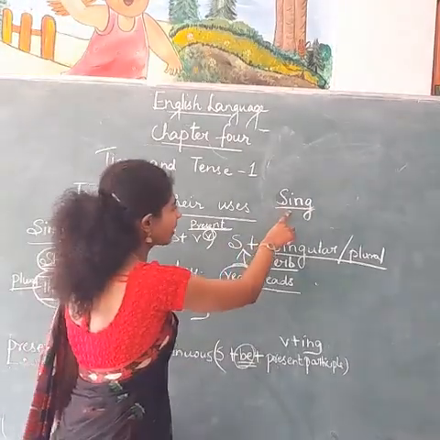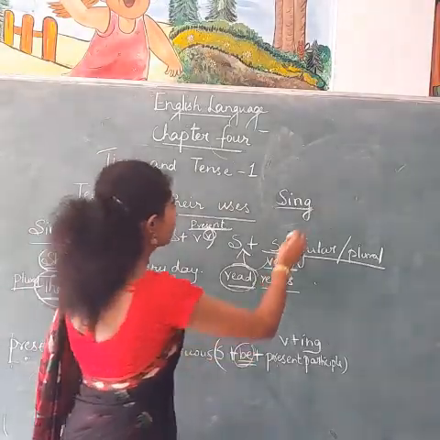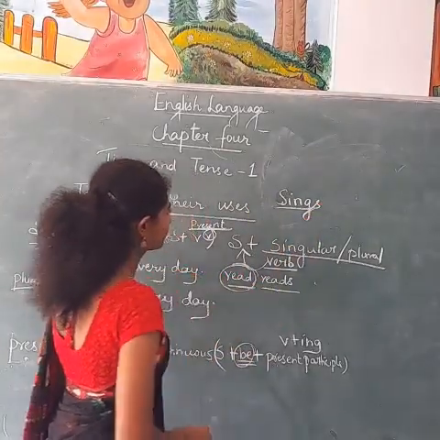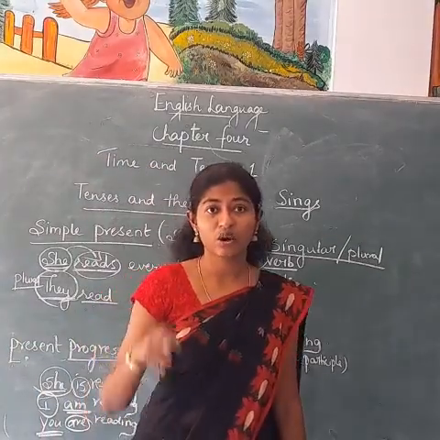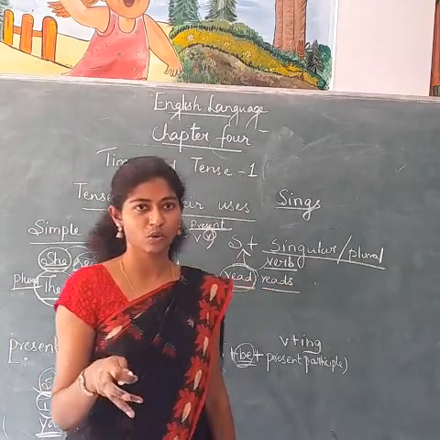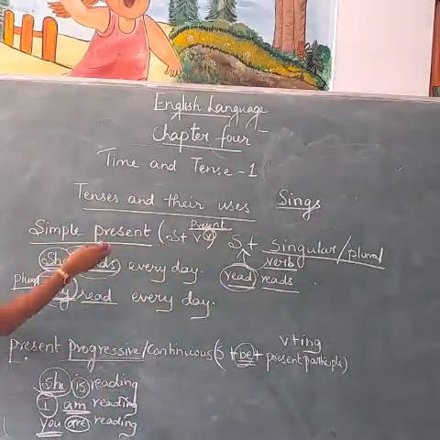And how will you make or change it into singular form? It's very easy. Just add s. For some of the words, you have to use es or ies. It depends. Okay? Right. So this is how you have to frame sentence in simple present tense.